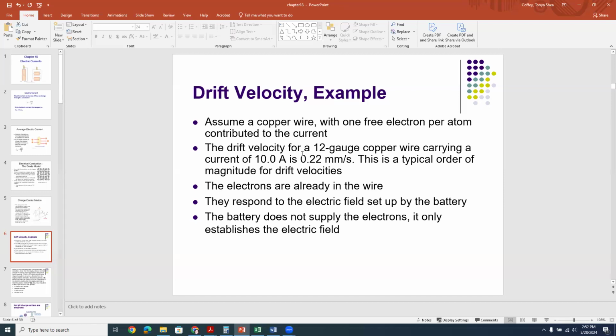No, no. What happens is the battery establishes a voltage or an electric field in the wire. The electrons are already in the wire because, you know, you have these ionic cores and these free electrons. So when you set up a voltage in the wire, that establishes the electric field, and then the electrons that are already in the wire move in response to the field. So the battery doesn't supply the electrons, it establishes the field instead.